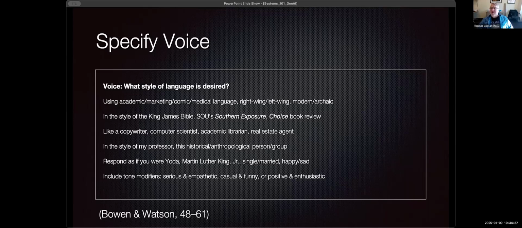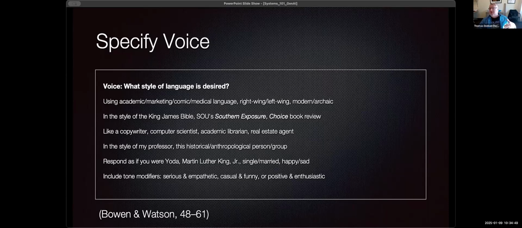You can say write this like a certain kind of person. So write this like a copywriter, or respond like a copywriter, a computer scientist, an academic librarian, a real estate agent. You could even say in the style of my professor, or in my style if you have published work online, or you can feed it.